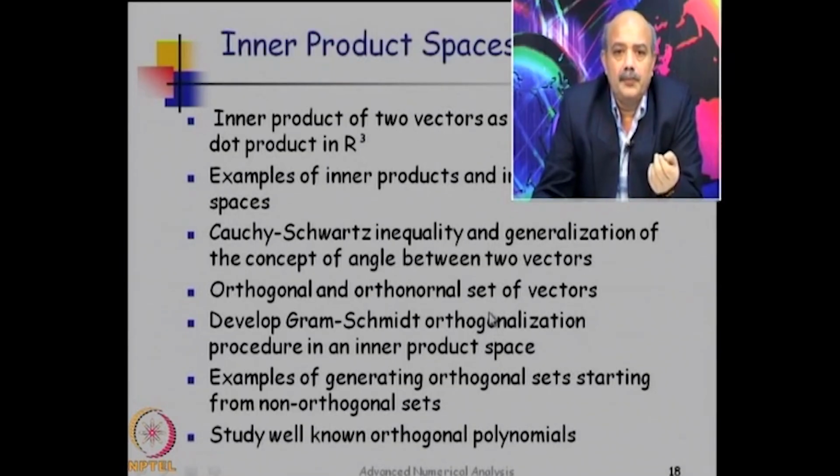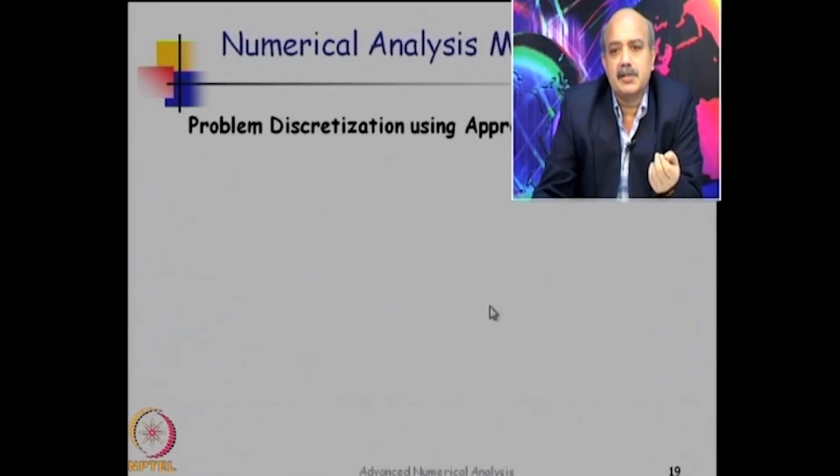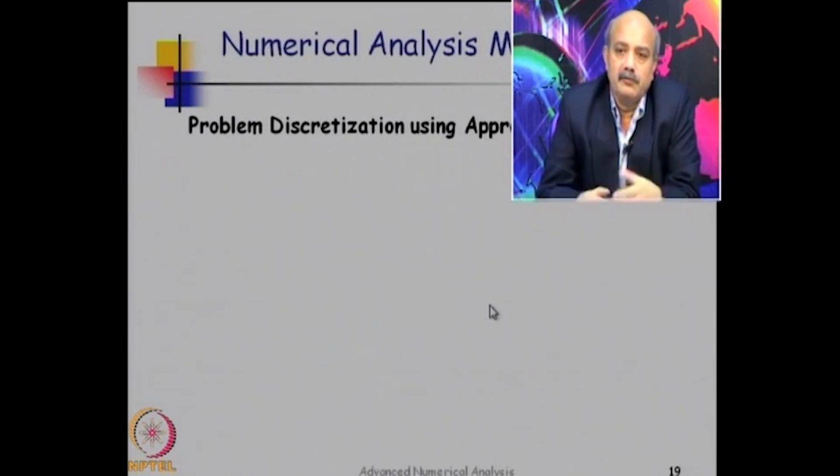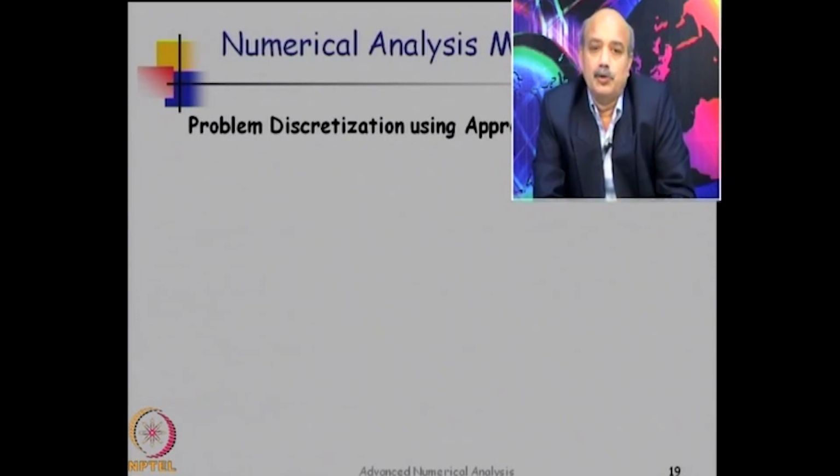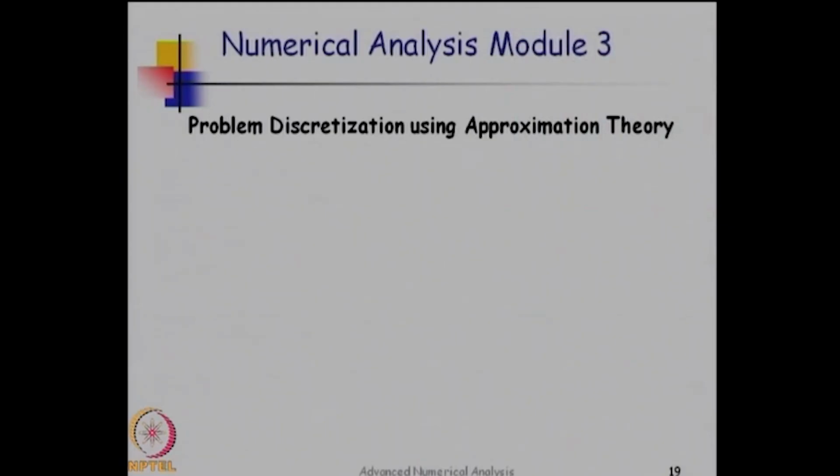So from inner product spaces we then move on to the third module. Now this is going to be a very important module in this course, I would say the heart of this course. How do you discretize a problem using approximation theory?